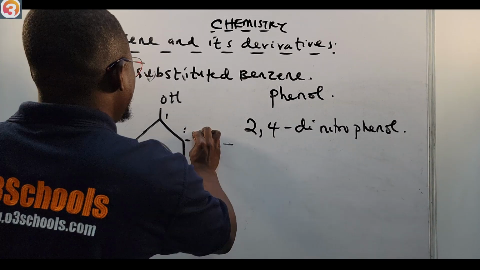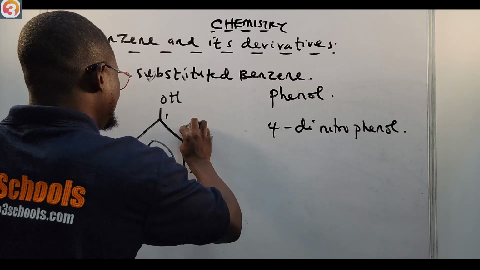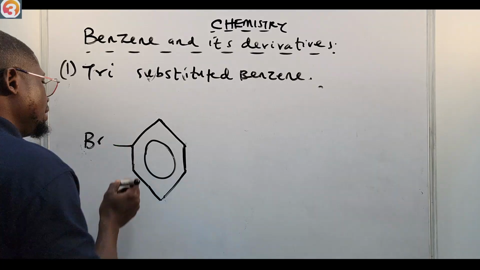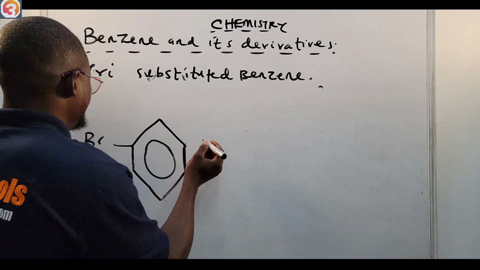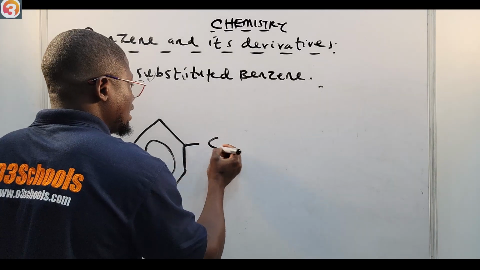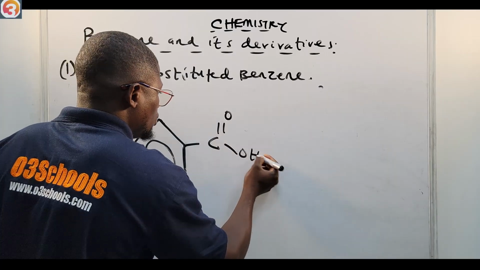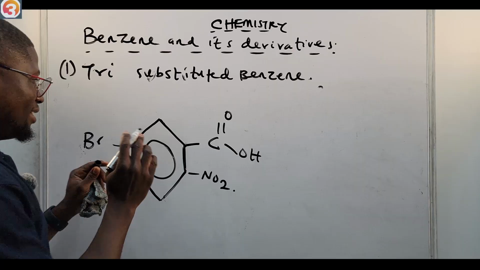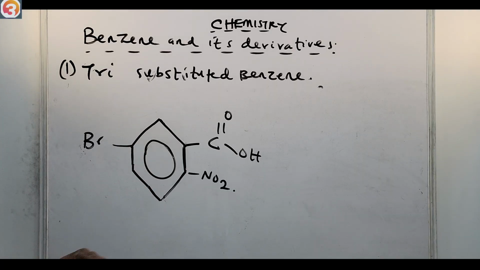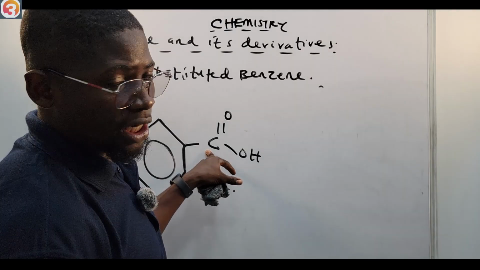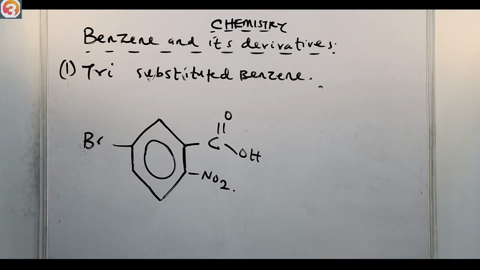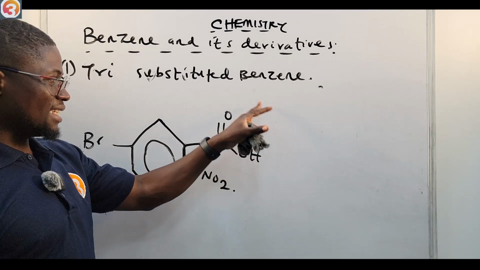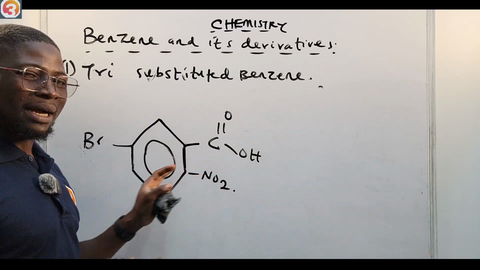Now, let us take another example to drive our point home. Let's say now here we have 3 other different groups. So here, let's say here is bromine. Then let's say here, a carboxylic acid group, COOH. Then let's say here is a nitro group. So we have 3 different groups attaching themselves to a benzene ring. Now, what do you call this? The parent name for this compound will be benzoic acid, because the benzene ring has a carboxylic acid group attaching itself to it.